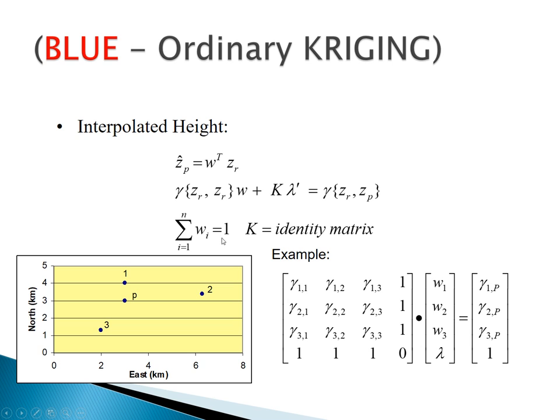So we put it into our matrices. We have our gamma values, and then we put 1s along the side and 0 in the bottom corner.